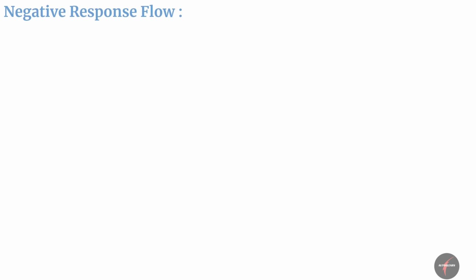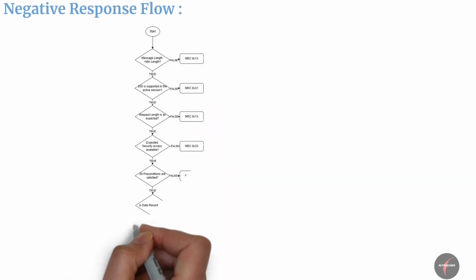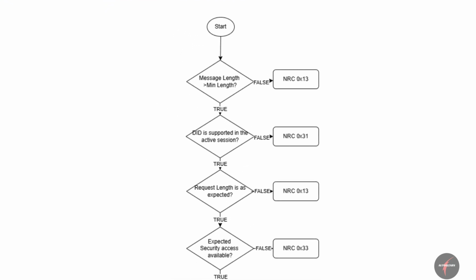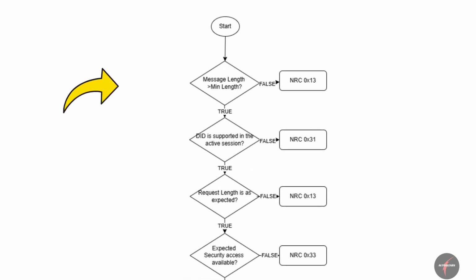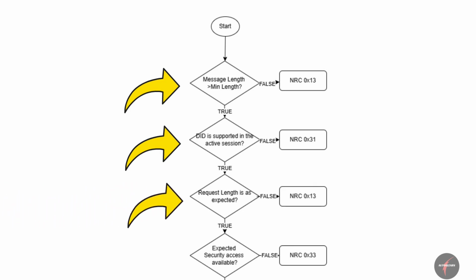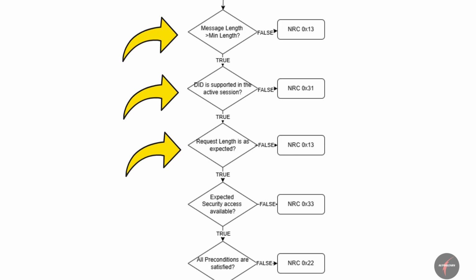Let's look at how the server decides which NRC to send. Let's go step by step. Firstly, message length check. If the message is too short, then NRC 13 shall be returned. Next, the server performs session check. If the DID is not allowed in the current session, then NRC 31 shall be returned. Next, the server performs expected length check. If the data length is wrong, then again NRC 13 shall be returned.